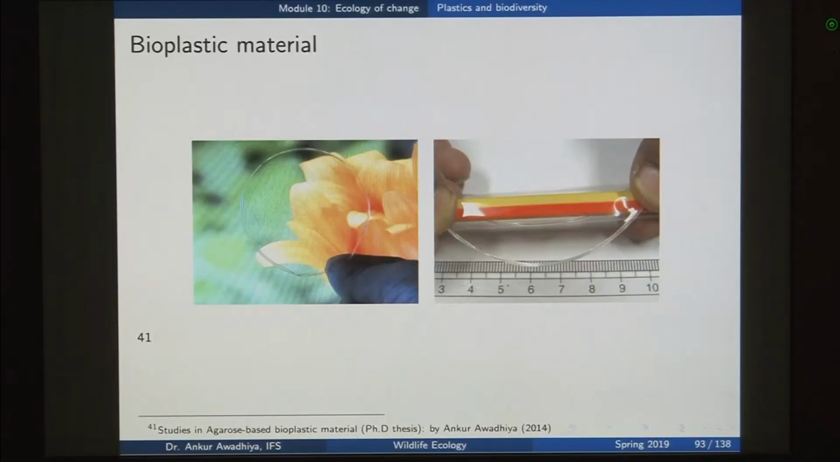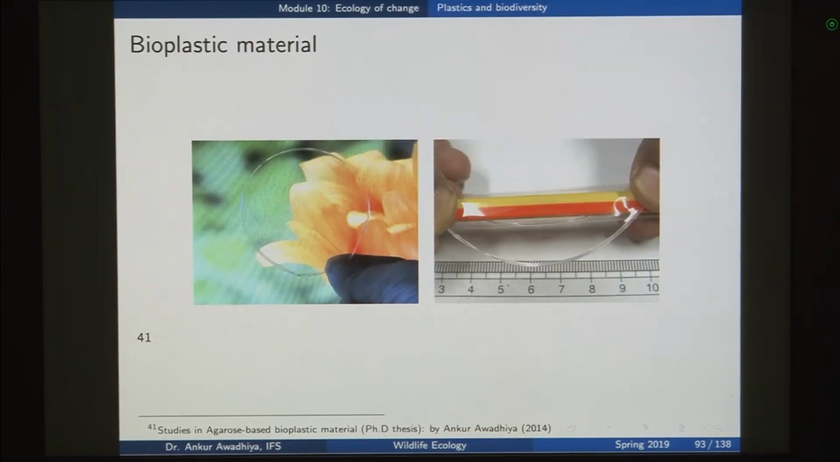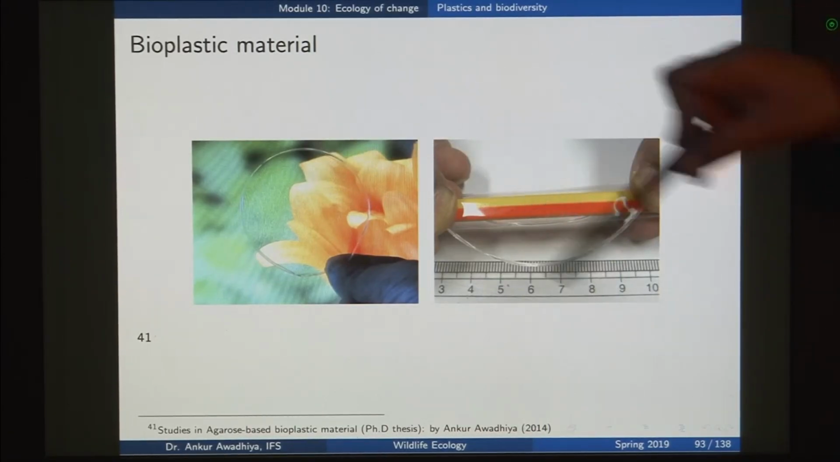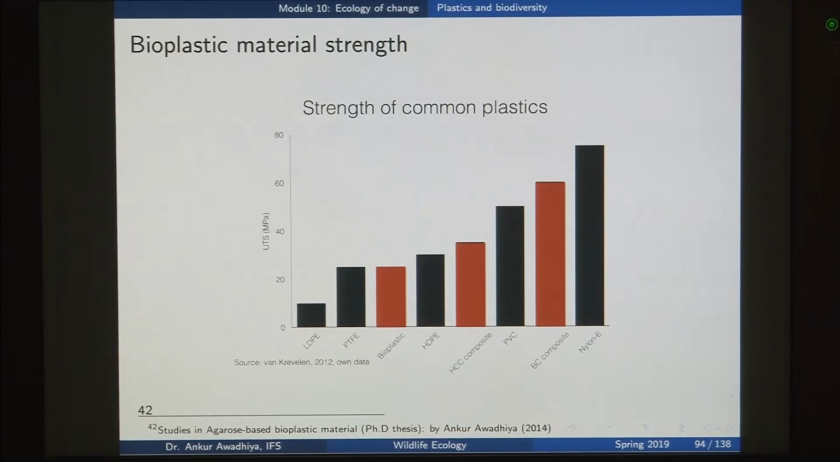We created some biodegradable plastics at IIT Kanpur, and here we can observe that this is an agarose based bioplastic material. It is completely transparent, it is completely flexible, so you can roll it up just like any other piece of polyethylene sheet, and also the strength of this plastic is much greater than that of many of the existing petroleum based plastic materials.